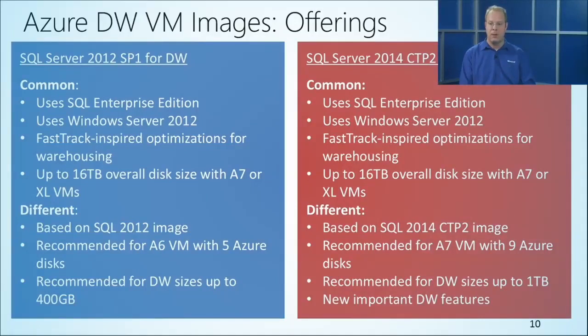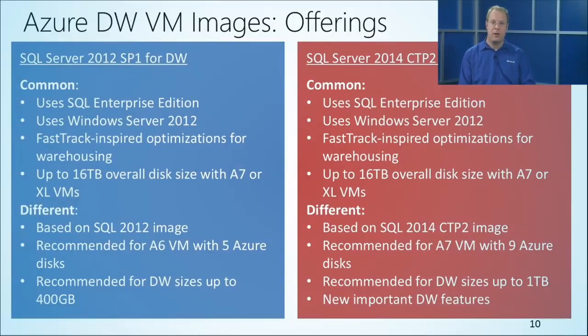And it can take you up to data warehouse sizes of up to 400 gigabytes in data size. Up to this size, you stay within the Fast Track best practices. Obviously, you can accommodate much larger data sizes, but then you are no longer in the sweet spot from a Fast Track perspective. Now let's talk a little bit about the SQL Server 2014 VM image as well. Obviously, it's based on the SQL Server 2014 CTP2 bits. We are recommending that for the A7 VM size and with up to 9 Azure disks. And this can take you up to 1 terabyte in terms of data warehouse sizes, and you're still within the Fast Track configuration and Fast Track best practices.